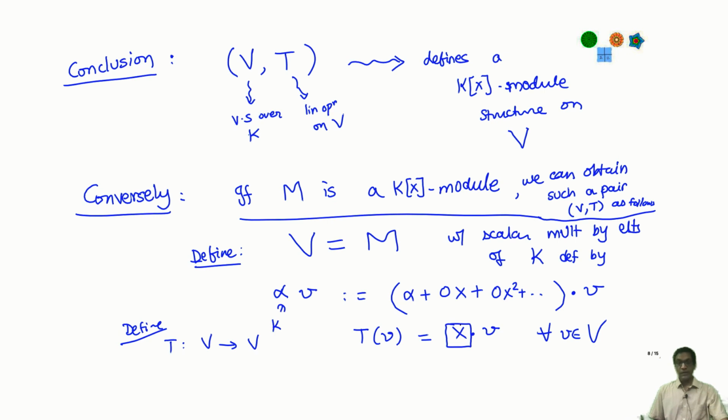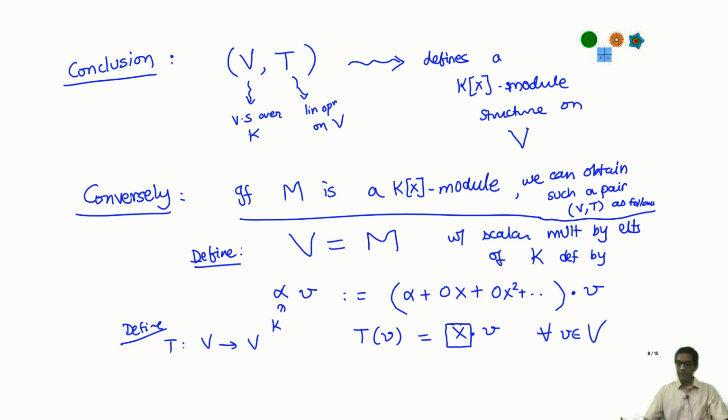So given a K[x] module, I can get these two pieces of information. One, I can define a vector space over K, which is the same underlying set M, but in which the scalar multiplication is just the action by the constant polynomials. And I can get a linear operator T from this action, by taking the action of the special polynomial x on this module.